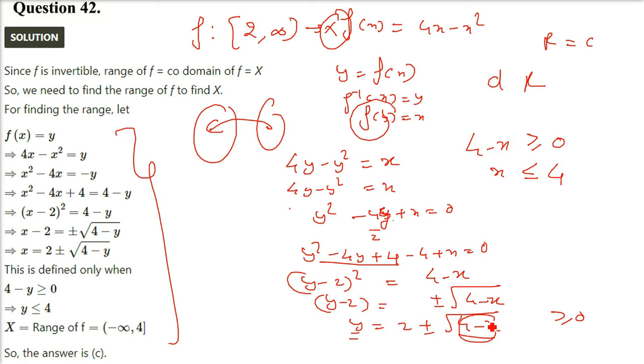So it will be valid when x is less than or equal to 4. So we are talking about negative infinity to 4. This is your final answer. The answer is C here. So there are two ways in which you can do it, and the answer will be the same. Answer is C.